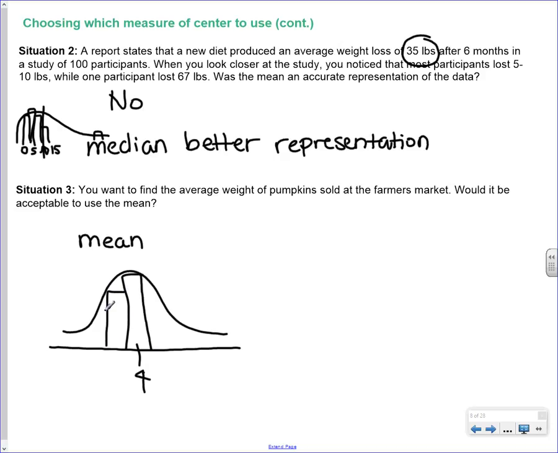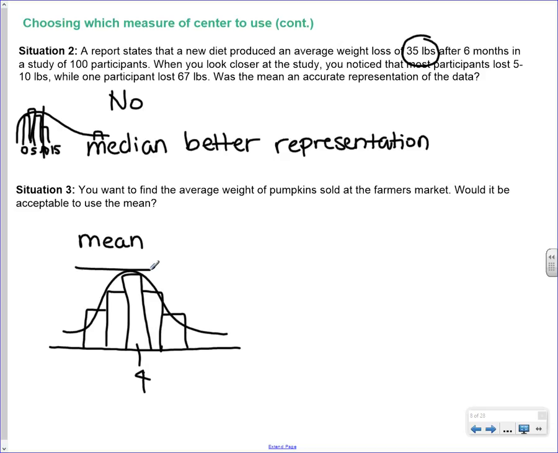Then you have some at 3, a few at 2, and then you have some at 5, some at 6, whatever. But in general, probably most of them are going to be around the same weight because they've grown in the same fields, they were watered the same, fertilized the same, and had the same climate and all that. So we're expecting most of them are going to be about the same. So it would be fine to use the mean. There's no reason to believe that it is skewed either way.